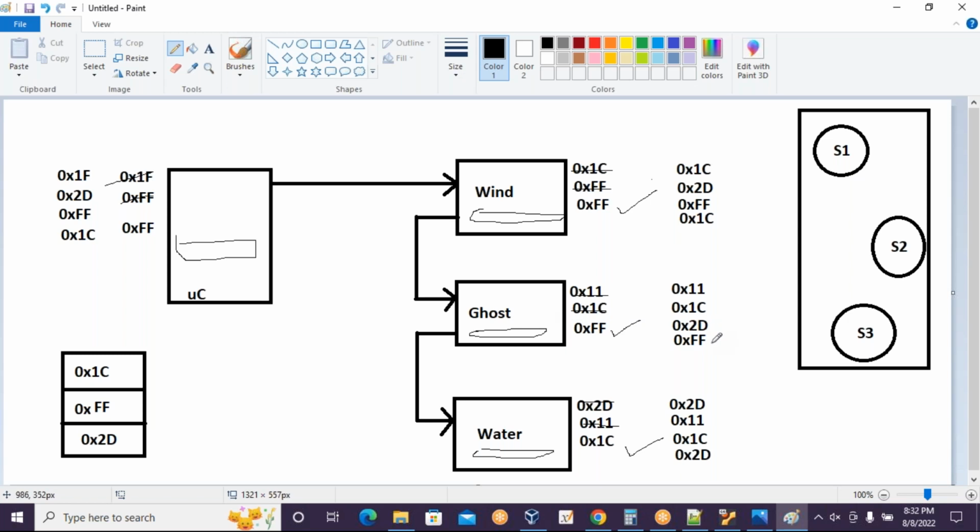I made sure only DAC 2, that is slave 2, is written with 0xFF, and the wind and the water, meaning DAC 1 and DAC 3, I have retained the same. It was 0x1c, now also it is 0x1c. It was 0x2d, now also it is 0x2d. I only changed DAC 2's value. So this is how you make sure particular data is written into a particular slave in a daisy chain configuration. Understood this?